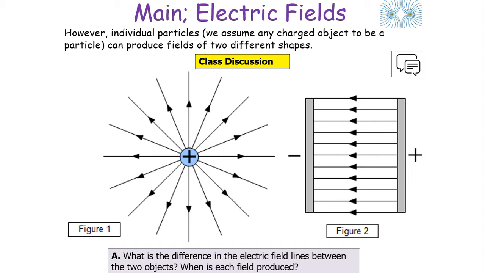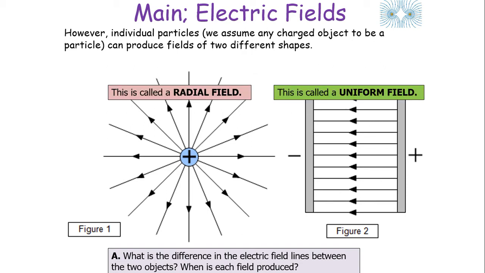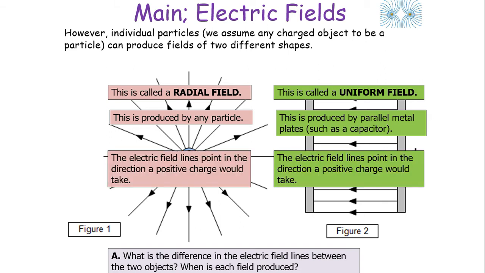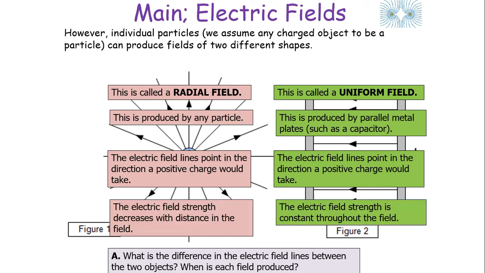However, individual particles, which we assume any charged object to be, can produce fields of two different shapes. So what's the difference in the electrical field line shapes, and when is each field produced? Well, you've got something called a radial field and something called a uniform field. A radial field can be produced by any particle, whilst a uniform field is produced by parallel metal plates, such as a capacitor. In a radial field, the electrical field lines point in the direction a positive charge would take, and it's the same in a uniform field.